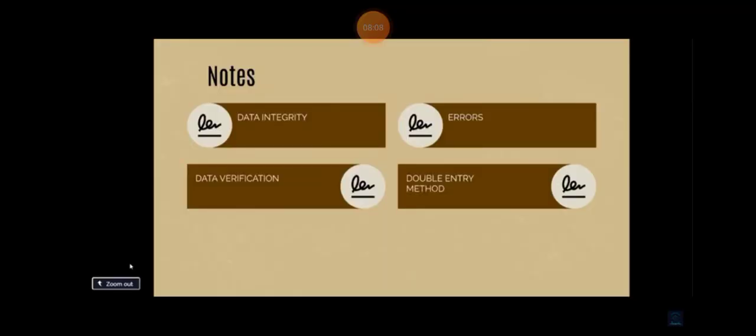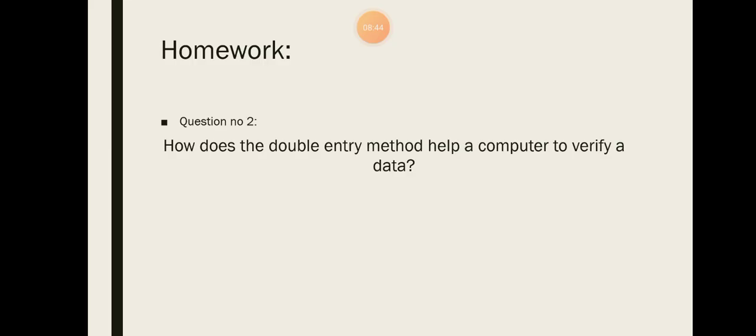So this is the overview of your today's lecture. So here are the notes. First is data integrity, the rules, the regulations. In this lecture we have covered the three terms: completeness, accuracy and sensibility. Your data must be complete, accurate and sensible. After that, the different types of error and data verification, we spot these errors which I told you in your first lecture. And the last one is your double entry method, which we covered in today's lecture.